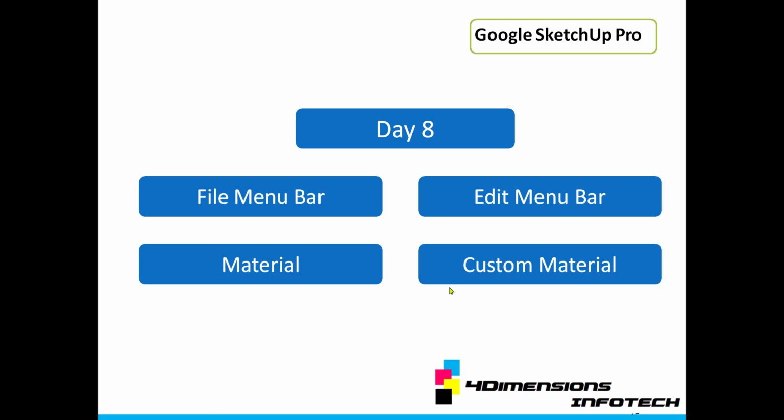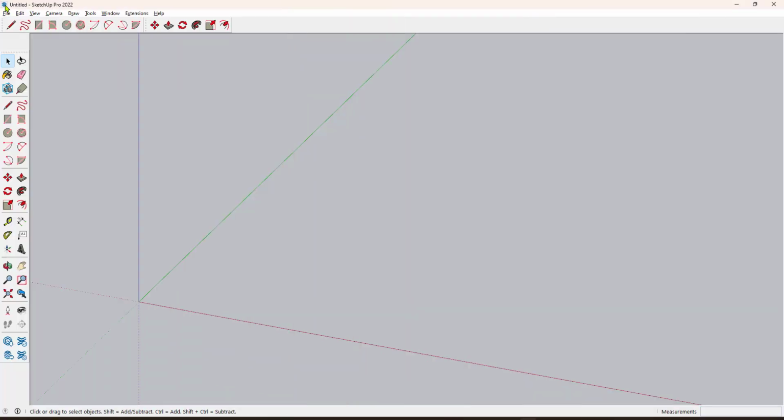Hello, in day 8 we are going to learn the commands like file menu bar, edit menu bar, material and then custom material. Let's learn these things in the SketchUp now. After the heading we get a menu bar.